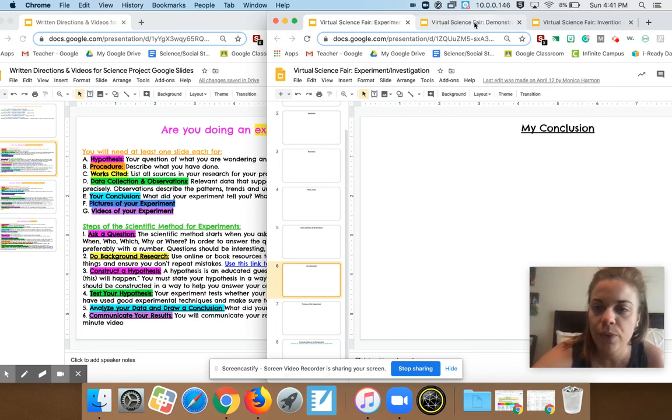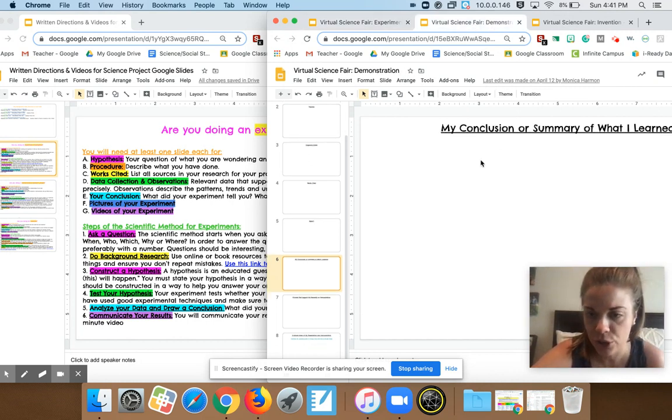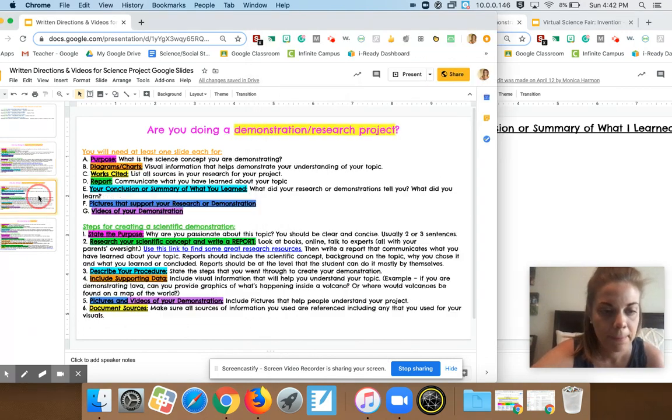If you are doing a demonstration or a research project, this is going to be all about your conclusion or summary of what you learned. So what was the big idea that you learned from this project? If I go to this slide here, we are on these light blue highlights. I forgot to tell you on that first slide, but I'm looking at the light blue highlight, and it's your conclusion or summary of what you learned. So you're thinking about what your research or demonstrations told you, and what you learned. Then you're also going to describe your procedure here. So what steps did you go through to create your demonstration?